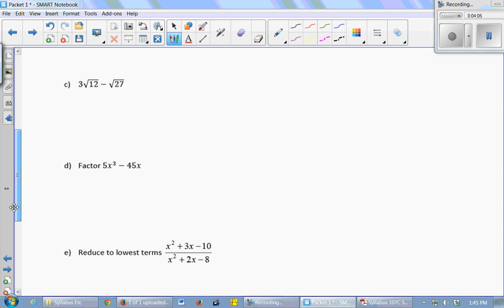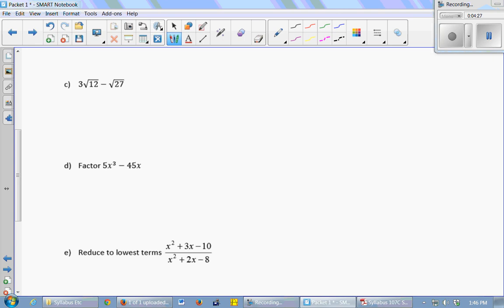All right, some roots here. 3 root 12 minus root 27. What do I need to be able to actually do this subtraction? You need to break down this one. I need to break down those roots as much as I can and hope. What am I hoping for when I break them down? That the roots will match. Yeah, because then they'll be like terms and I can do the subtraction.